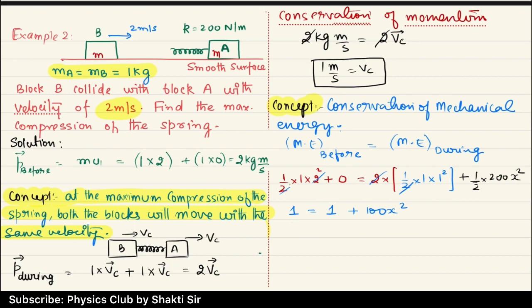So 1 divided by 100 is equal to x square. Because this is square, 1 by 10 equals x. So x equals 0.1 meter. This is the maximum compression in the spring. This is our answer. Okay, I hope you understand.